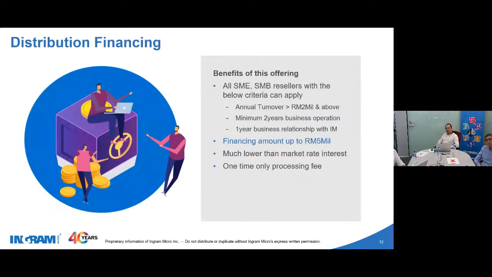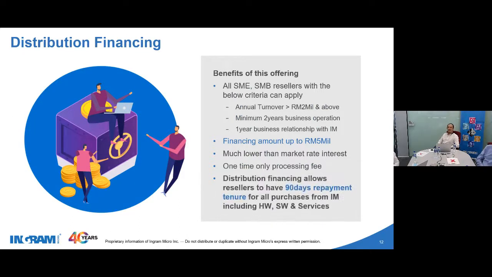The second one is distribution financing, where we allow resellers to apply for another project line or financing line with a 90 days repayment term, so that you are able to take on multiple projects at the same time. That includes hardware, software, and services. And you are not just bonded by the Ingram Micro credit line. For example, if you have a 1 million credit line with us and you suddenly have a 3 million project in place, then you face difficulty. But with this financing, you are able to concurrently drive 3 million business to suit your customer and your business needs. So you have no business downtime.